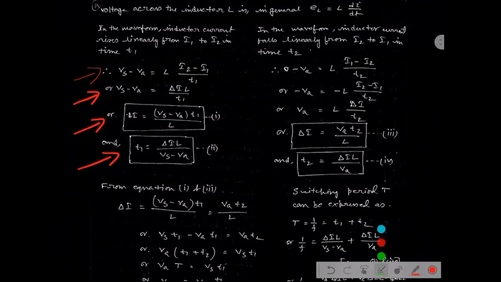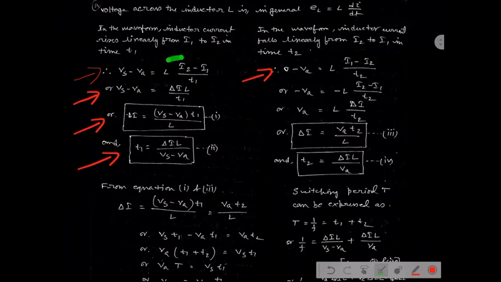Similarly, we can do for the next case here. In the waveform, inductor current falls linearly from I2 to I1 in the time duration T2. That means in this particular case, as we know, there is no relation of the source to the circuit. That is why we can replace Vs equal to 0. That is why 0 minus Va equal to L times (I1 minus I2) by T2.